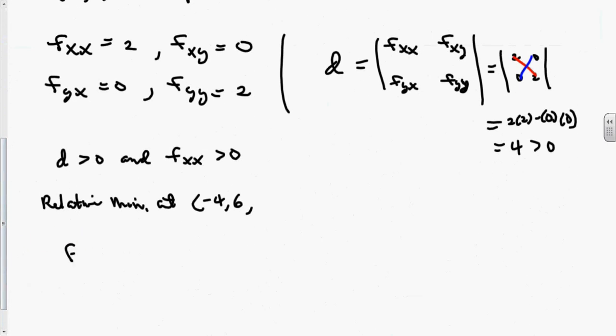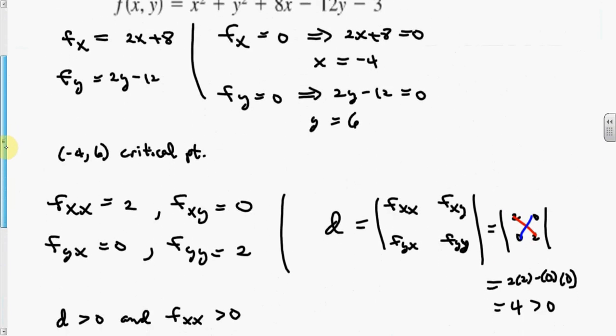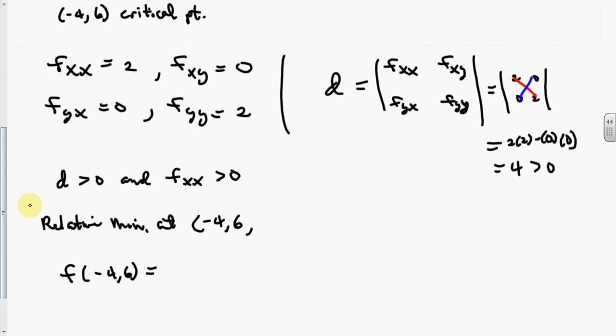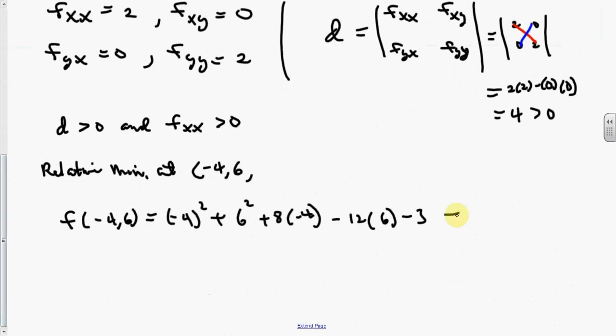So this is f of -4, 6 is equal to, it was x squared, so this is -4 squared, plus y squared, that's 6 squared, plus 8 times x. I'm just plugging this back into the function. 8 times the x value, which is -4, minus 12 times y, which is 6, minus 3. You work that out.